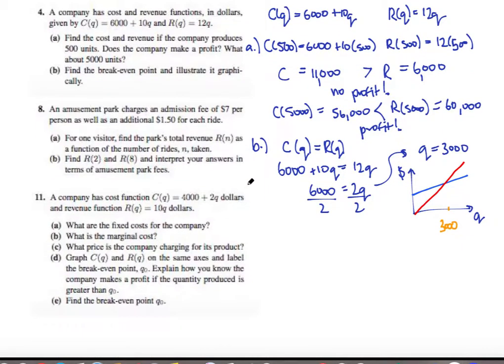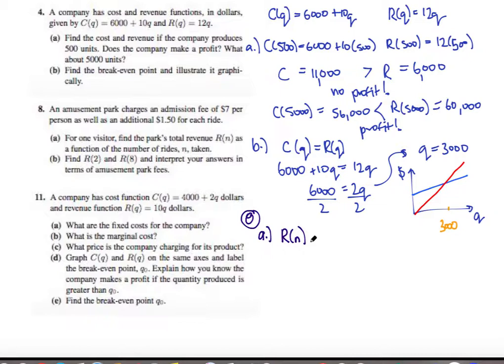Number 8 says an amusement park charges an admission fee of $7 per person. Pardon me for changing colors here. So an amusement park charges an admission fee of $7 per person, as well as $150 for each ride. So this is number 8. For one visitor, we want to find the park's total revenue as a function of the number of rides taken. So this is where we're generating a revenue function, so R of n, as a function of number of rides taken.